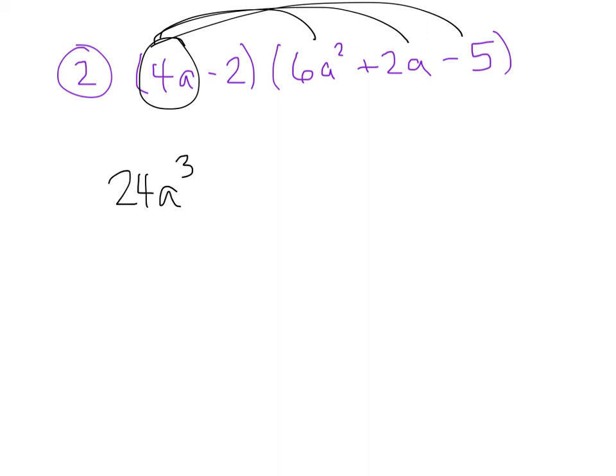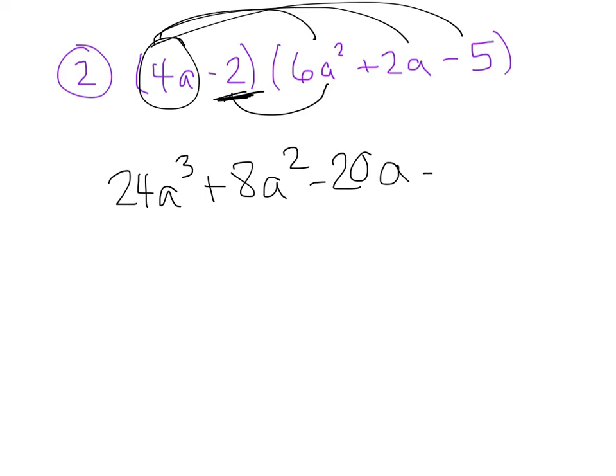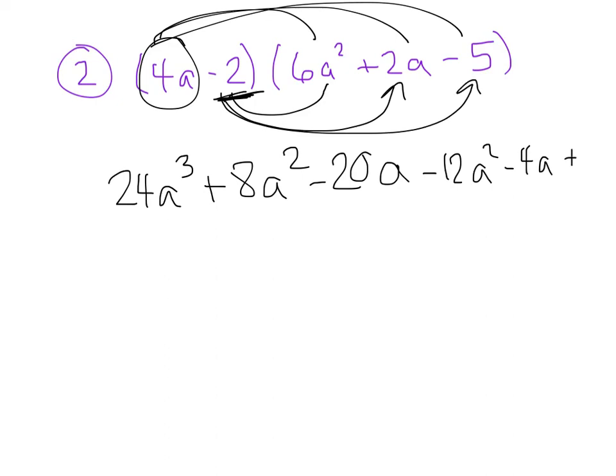And then 4a times 2a, so 4 times 2 is 8. And then for our a's again, we add our exponents, so 1 plus 1 is 2. And then 4a times a negative 5, so negative 5 times a positive 4 is negative 20. And then we just have our a. Now we're going to do the same thing with our negative 2 here. We're going to distribute it out. So negative 2 times 6a squared, negative 2 times 6 is going to be a negative 12a squared. And then negative 2 times 2a, negative 2 times 2 is negative 4a. And then negative 2 times a negative 5 will be a positive 10.